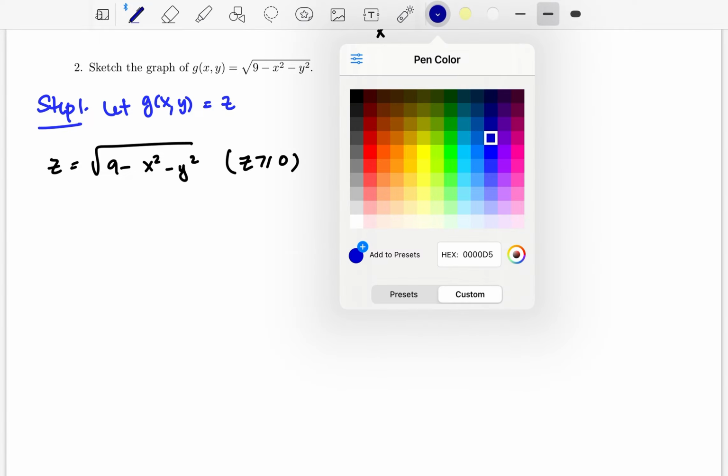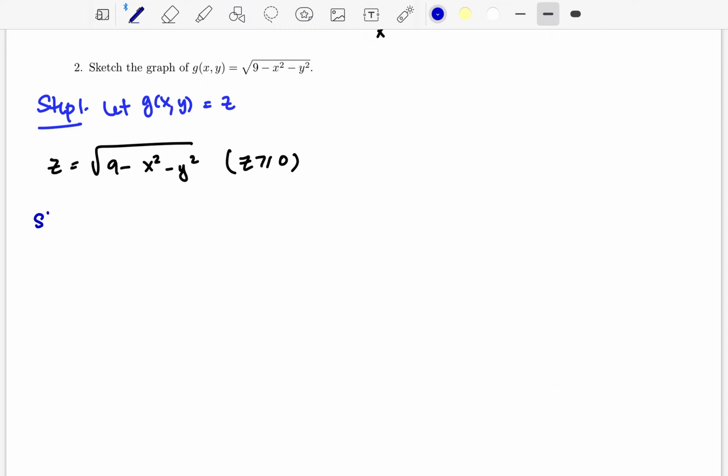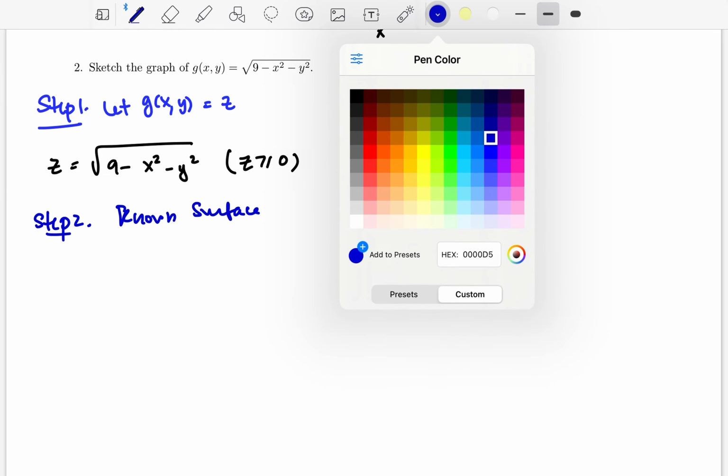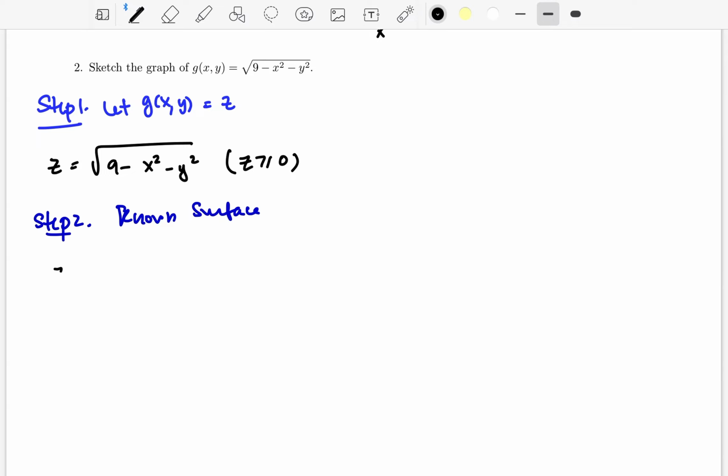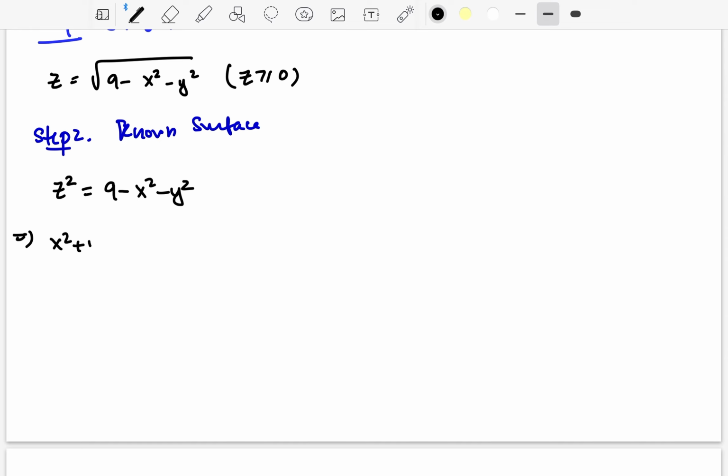Let's see. Step 2, do I have a known surface? Let's see. I'm going to square both sides. So I get z squared is equal to 9 minus x squared minus y squared. From here, I get that x squared plus y squared plus z squared is equal to 9. The answer is yes.